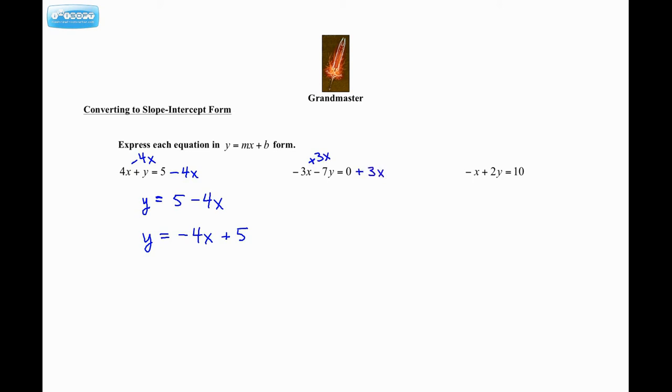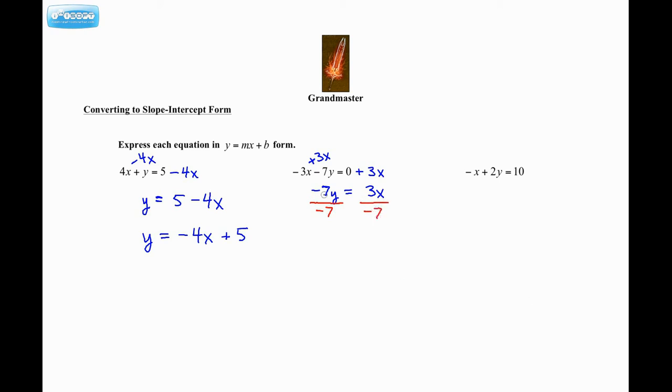However I change one side, I must do to the other. So negative 3x, well, these cancel out. I'm left with, don't forget the sign, negative 7y equals, and 0 plus 3x is just 3x. We're almost done, but again, we want to isolate y. So I have to get rid of that negative 7. The negative 7 is multiplying the y, so the only way to undo that is to divide. I must divide by negative 7, which means I must divide this side by negative 7.